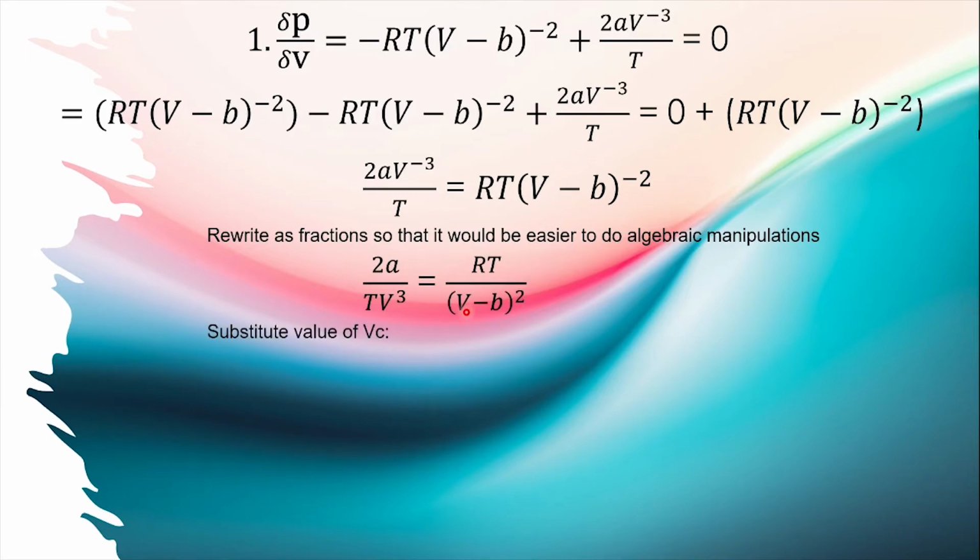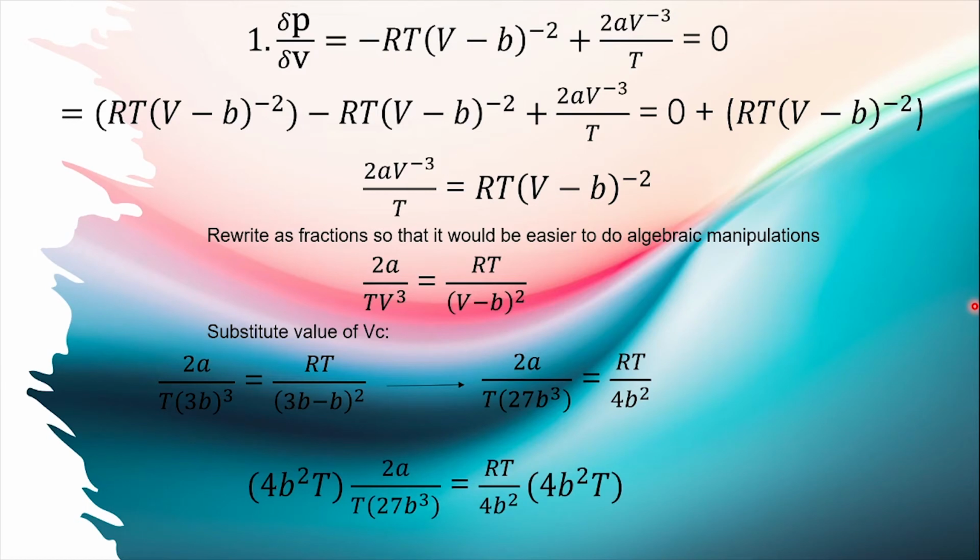Then afterwards, you should substitute the value V, Vc, which is 3b. Then simplify it by using that 3 cubed is 27 and b cubed is b cubed. 3b minus b is 2b squared, so it becomes 4b squared. Now, we multiply both sides by 4b squared T.